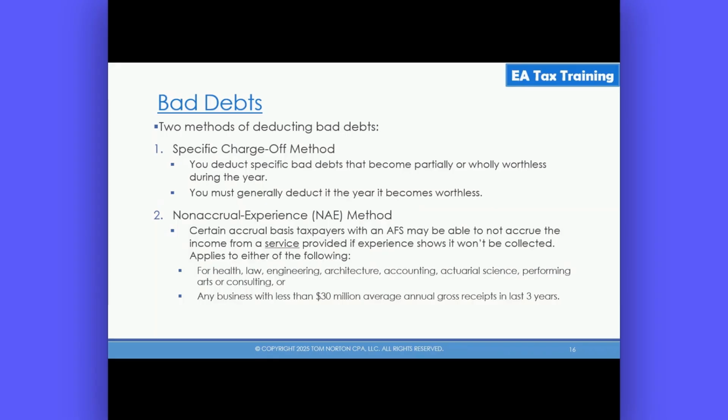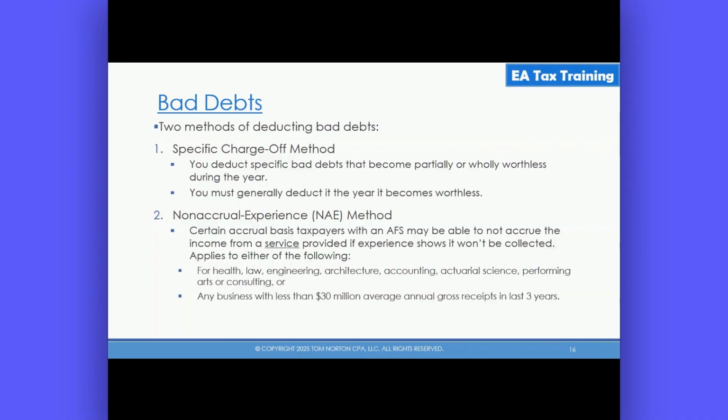The other method is called the non-accrual experience method. So this is only for certain accrual basis taxpayers with an applicable financial statement. So those audited financials, they may be able to just not accrue the income from a service provided if experience shows it won't be collected. This applies to either of the following: to businesses that are in the business of health, law, engineering, architecture, accounting, actuarial science, performing arts, or consulting, or any business with less than $30 million of average annual gross receipts in the last 3 years. So it is only for services.